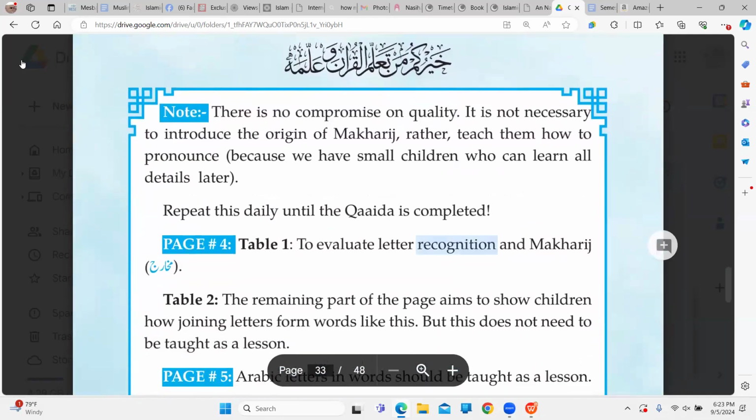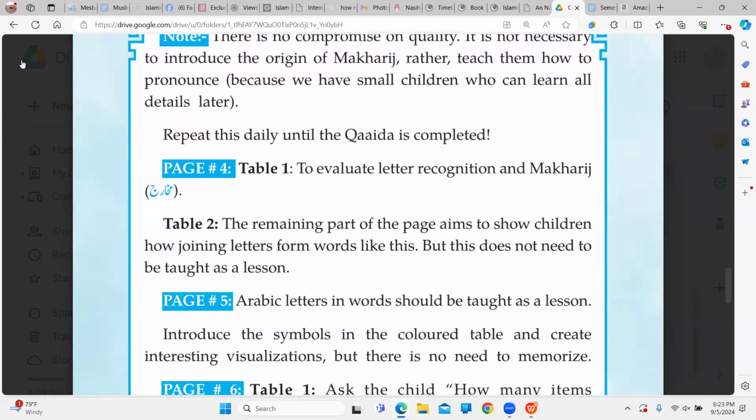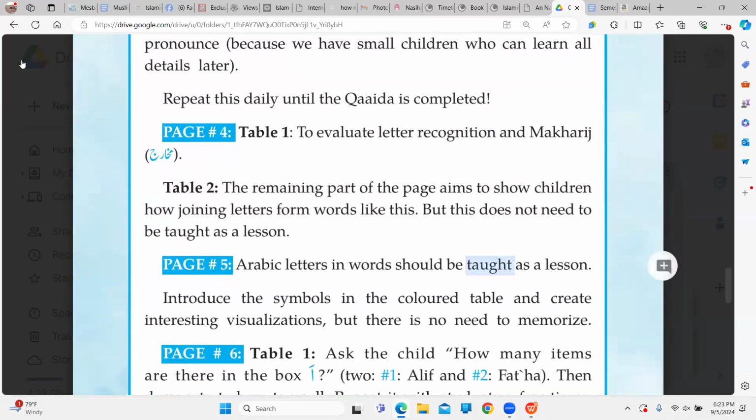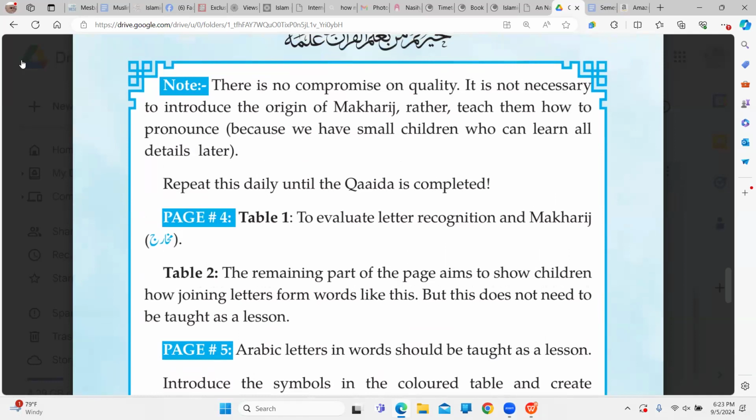We should never compromise on the quality. The huruf, the makharij: alif, ba, ta, tha, jim, dal, dhal, za, sin, shin, sad, dad, ta, dha, fa, qa. These letters, he is saying in this note, it's advisable that from the beginning of qaida until we finish qaida, every day, 5-7 minutes, we teach the whole class together.